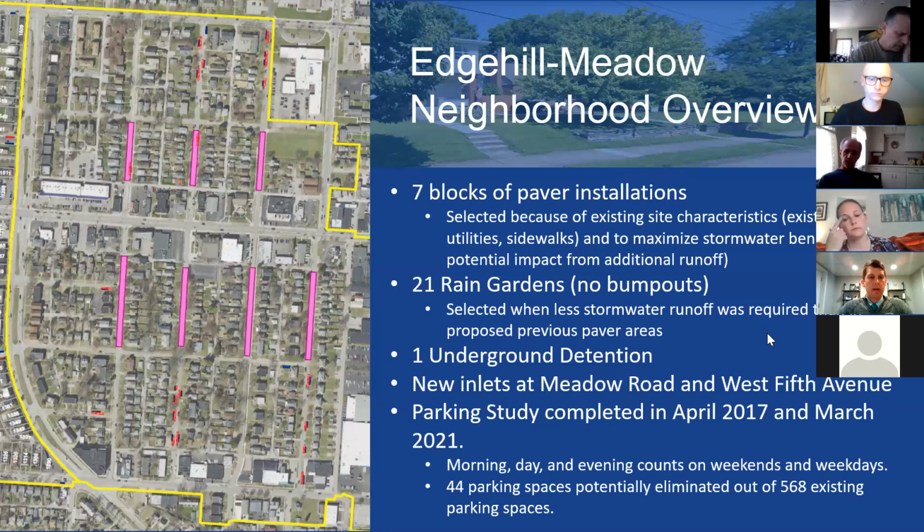It'll be located roughly on the corner of King Avenue and Meadow. This is an underground type GI structure to again provide stormwater treatment benefit. We also are proposing new stormwater inlets at the intersection of Meadow and West 5th, as well to address some stormwater runoff issues in that area.